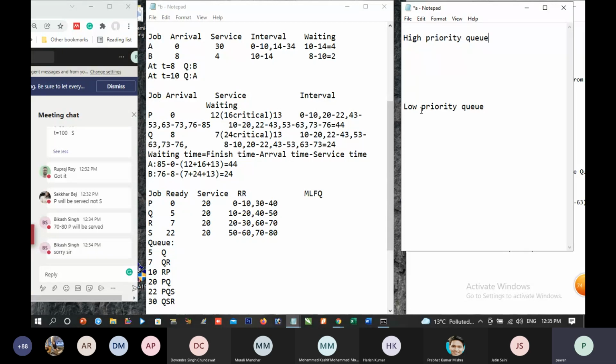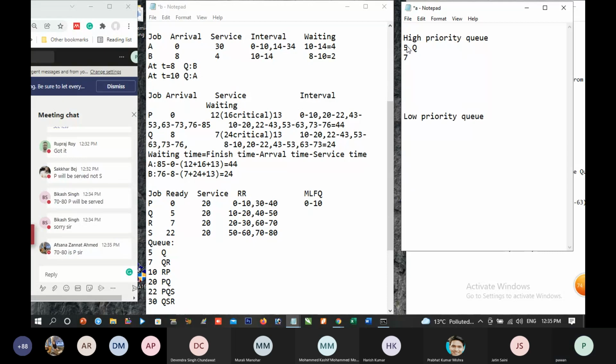In multi-level feedback queue, 0 to 10, A will be served. At time t equal to 5, Q will be put in the high priority queue. And at time t equal to 7, R will also be put. You see, the service of P is over. Jannat, service of P is over. Nothing is remaining. I changed from 30 to 20. Is it correct? Yes.